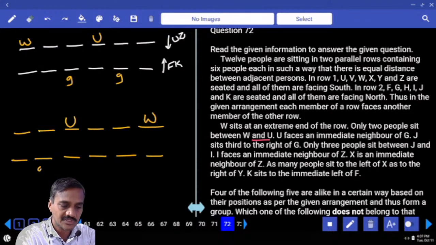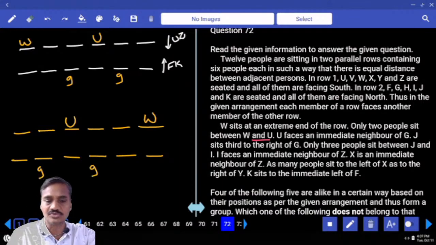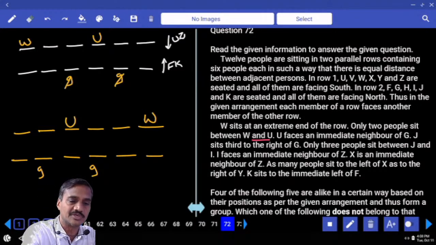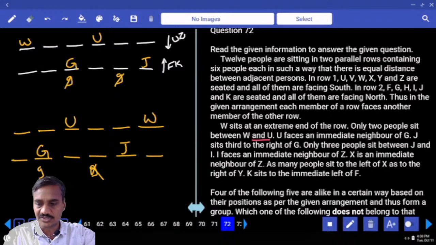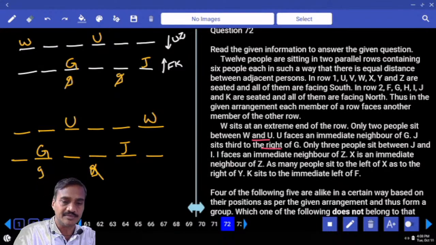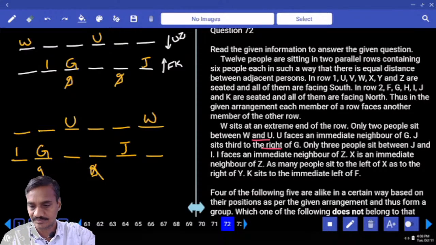U faces an immediate neighbor of G. And J sits out to the right of G. J is here. J sitting to the right of G here is not possible. G at this place, 1, 2, 3, J is here. Now G is here, not possible. G is at this place, 1, 2, 3, J is here. J sits out to the right of G, and only 3 people between J and I. In between J and I, there must be exactly 3. Here again, between J and I, there must be exactly 3.